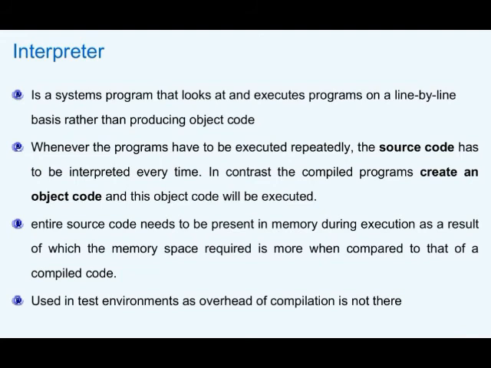For doing this, we need to have the entire source code in memory. If you compare it with the compiler, the compiler creates the object code, so when you want to execute, only the object code is required to be in memory. We don't need the source code to be available in the case of a compiler, whereas in the case of an interpreter, you need the source code present in memory for execution.